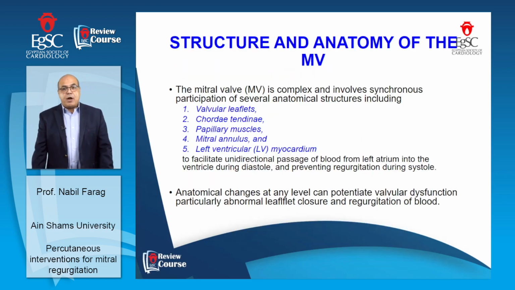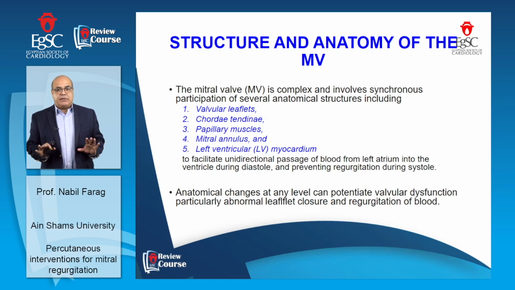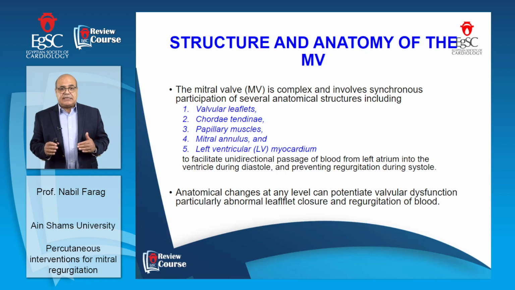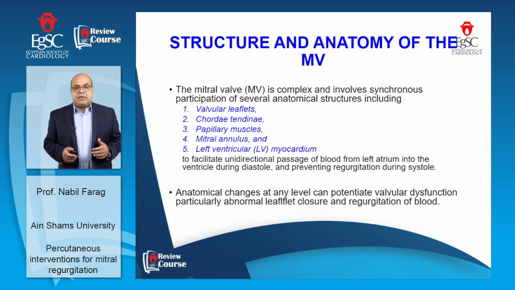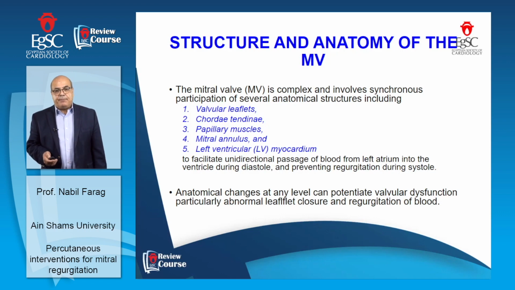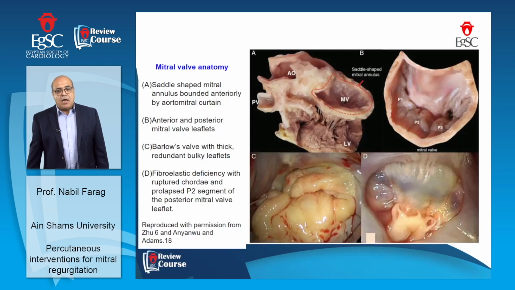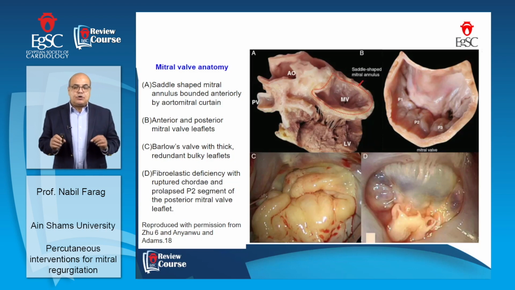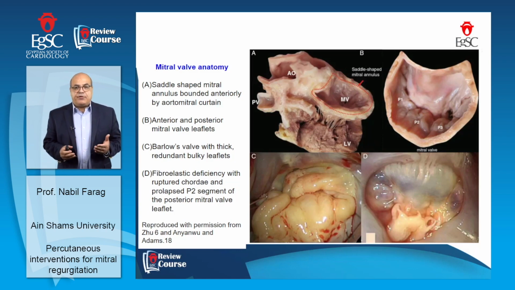You have to know by heart the anatomy of the mitral valve. This is the base for mitral intervention in case of mitral regurgitation. The mitral valve apparatus consists of leaflets, anterior and posterior leaflet, chordae tendineae, papillary muscle, the mitral annulus, and the left ventricular myocardium, the site of insertion of the papillary muscle. And this is a very important figure. You have to know it also by heart. And this is the anatomy of the mitral valve.